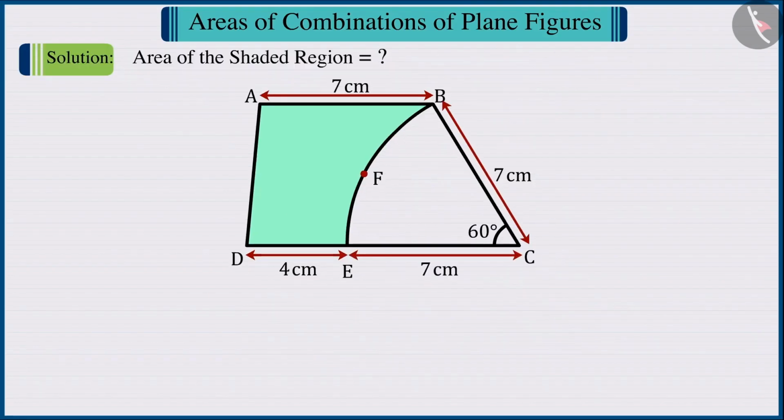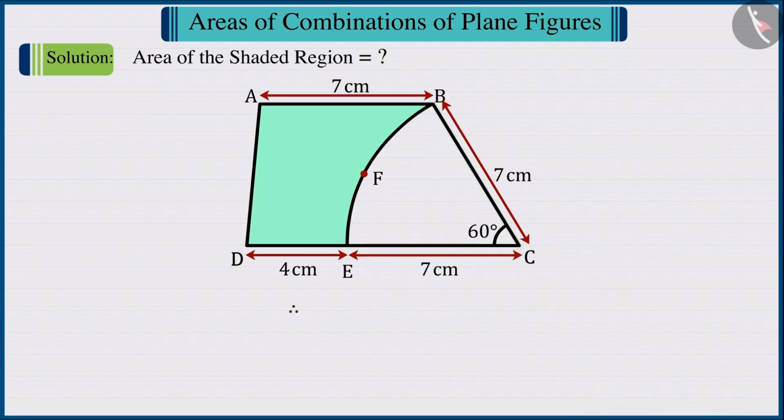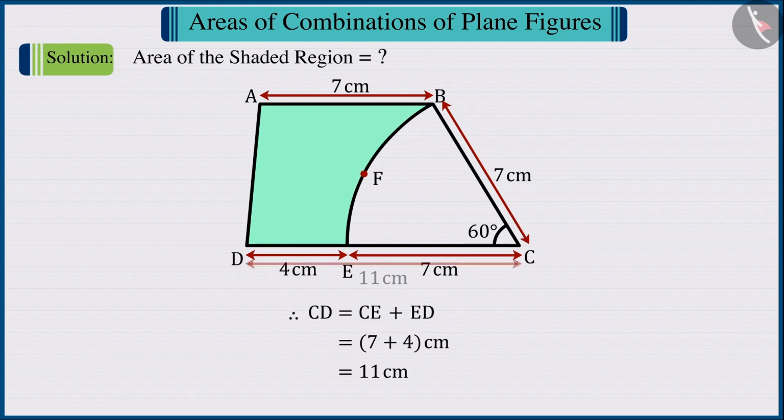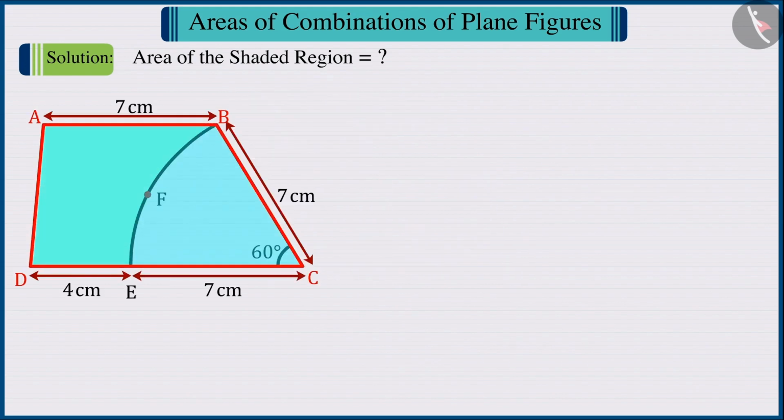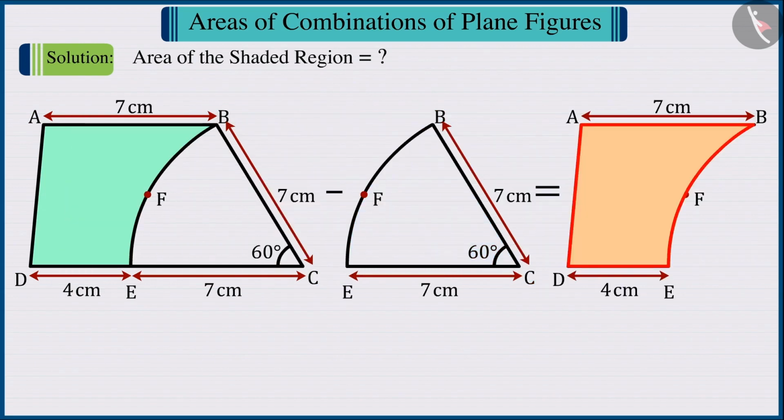From the figure here, we can see that CE will be equal to CB because it represents the radii of the circle, the measure of which is 7 centimeters. Therefore, we can say that side CD will be equal to the sum of the measures of the sides CE and ED. Looking at the figure, we can say that the shaded region is obtained by subtracting the area of sector CBFE from the area of trapezium ABCD.